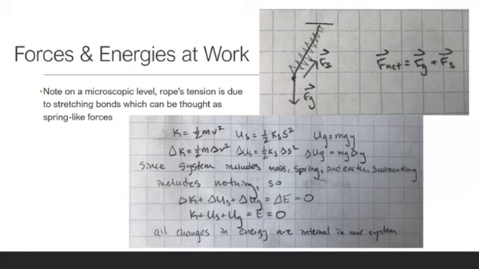We will choose our system to be the mass, spring, and Earth, which will make our surroundings nothing, which will make our energy changes internal to our system and yield a net energy change of 0, because all our energy is conserved within our system.